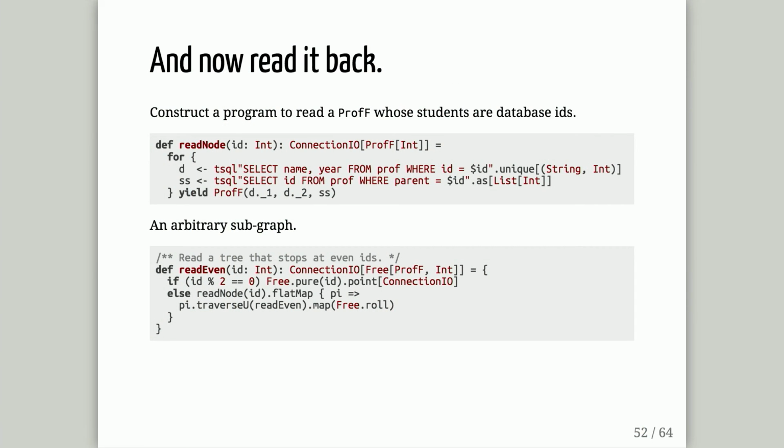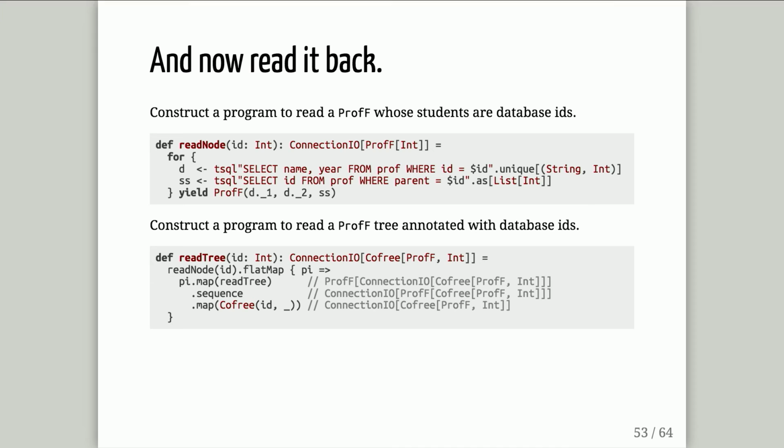But really what we wanted to do is read the whole thing back with the annotations. That's the problem we're trying to solve. So let's get back to that. This is easier than what we did before. We have the ID, so we're going to read node, which gives us a connection IO that gives us the profF of int. So PI is profF of int. We need a connection IO, so we've got a flat map. Now we're going to map over the children with read tree. That's our recursive call. Then we'll sequence it to flip the type constructors. And then we have everything we need to construct the cofree. So we'll map and construct it.